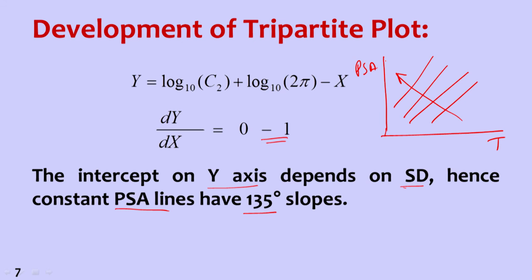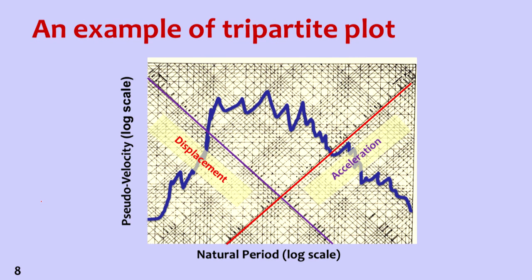PSA. Now if we look at the plot of spectral displacement and spectral acceleration on the same plot, we get a plot something like this. So natural period is on the x-axis, velocity is on y-axis, and on a minus 45 degrees line we get displacement, and on a plus 45 degrees line we get acceleration.